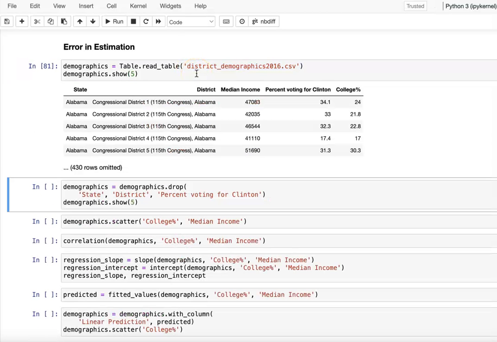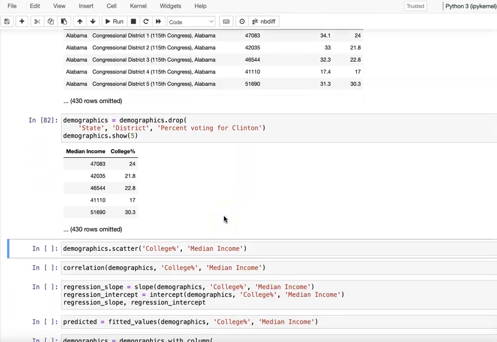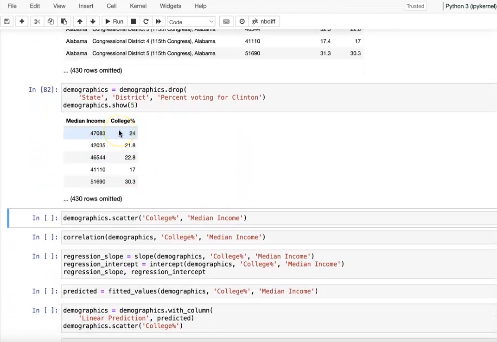Okay, so after we read the data, you will see the information about the state and each voting district: their median income, the percentage voting for Clinton, and what percent are above college. From this table, we only focus on two attributes because we want to see their relationship. So we have the median income and the college percentage. That's why we drop the rest. We don't know what their relationship is.